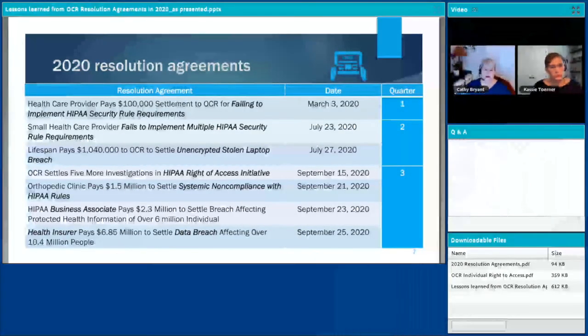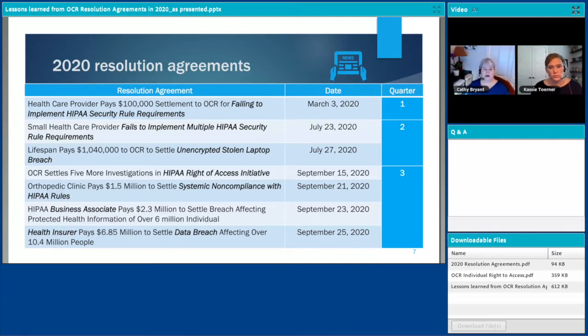So we've listed here for you the 2020 Resolution Agreements. They are also the second file in the downloadable file pod in the lower right-hand corner. We would just encourage you to look at these. The ones in the downloadable file are hyperlinked back to the OCR website, so if you want to read either the press release in full or the actual resolution agreement, they are all there.